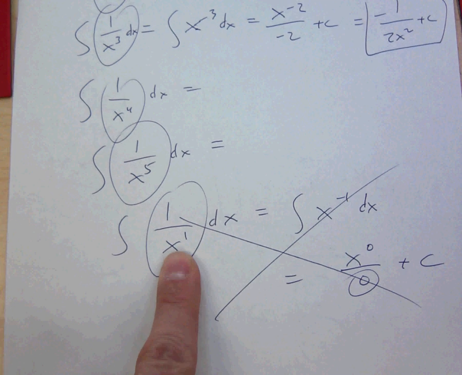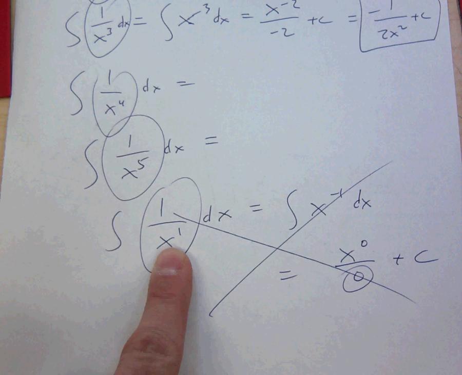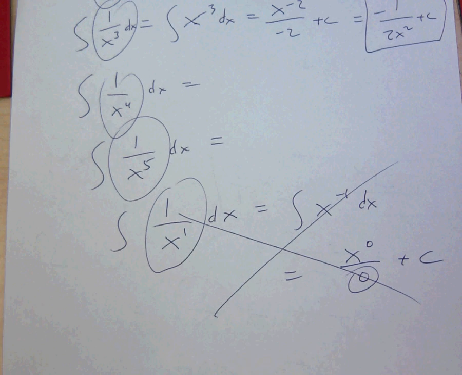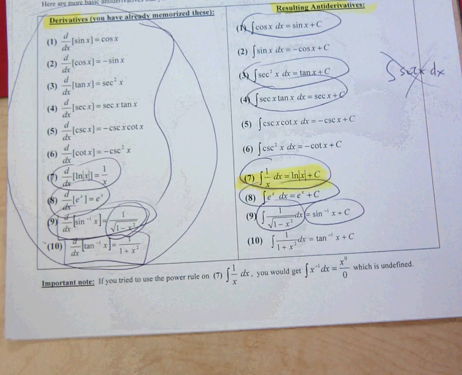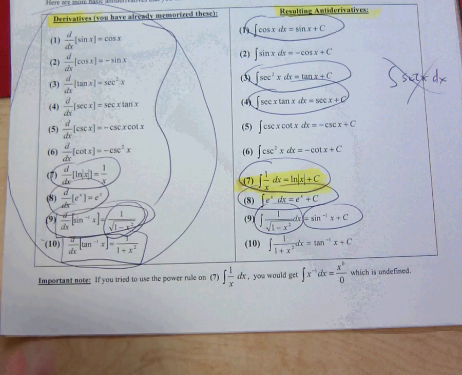You see why it works on all of these, but this is the one time where it fails, but that's okay, because we can use the natural log. Okay. So I just wanted to spend a little extra time on that one. But the rest of them are pretty straightforward. They're just the derivative rules you already know in reverse.